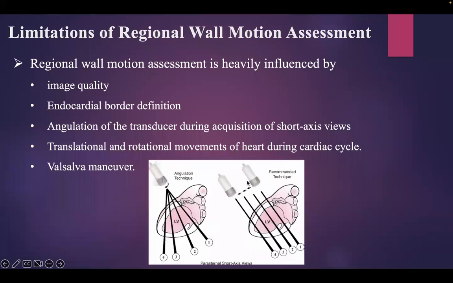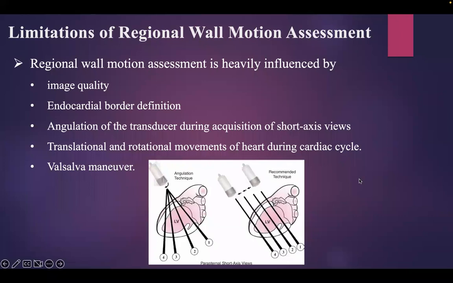So you should always use this technique wherein you slide your probe from, say, the second intercostal space to the third intercostal space to take the apical short axis views. And also the translation and rotational movements of the heart during the cardiac cycle need to be kept in mind. And then the Valsalva maneuver: suppose the patient is breathing heavily and then holding his breath, then that can also affect it.